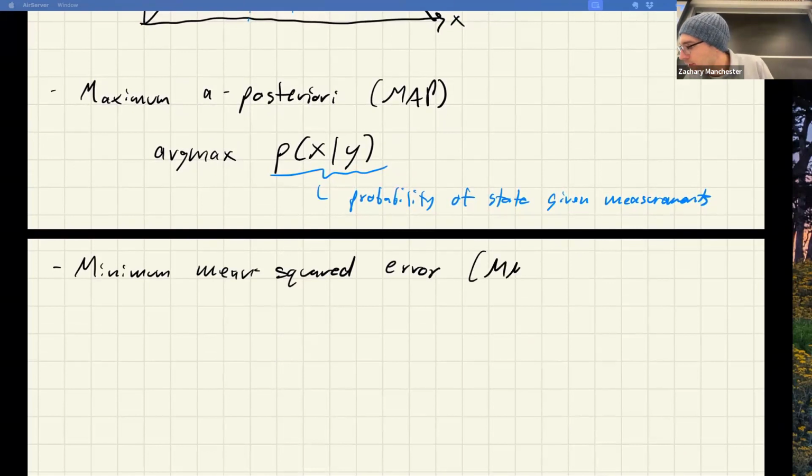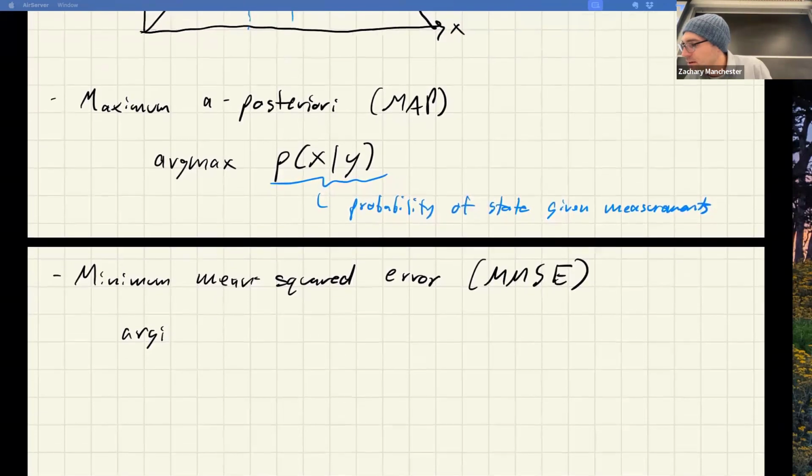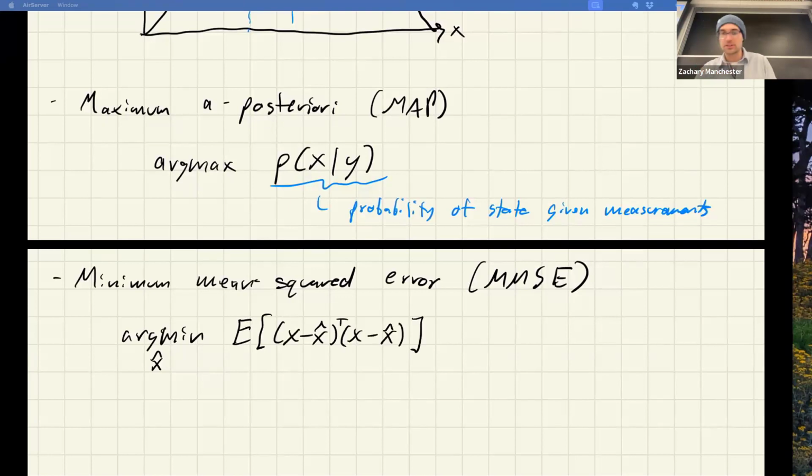Minimum mean squared error, MMSE. And here, I actually want to belabor this one a bit because we're going to use a trick from this discussion. So this one is argmin over x hat, which is our estimate, usually the mean. And the thing we're minimizing is this expectation: x minus x hat transpose times x minus x hat. So this is basically least squares or minimum variance. They're all kind of the same thing. And now I want to show you a trick.